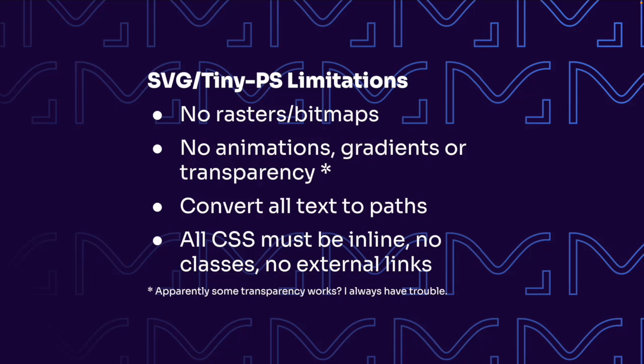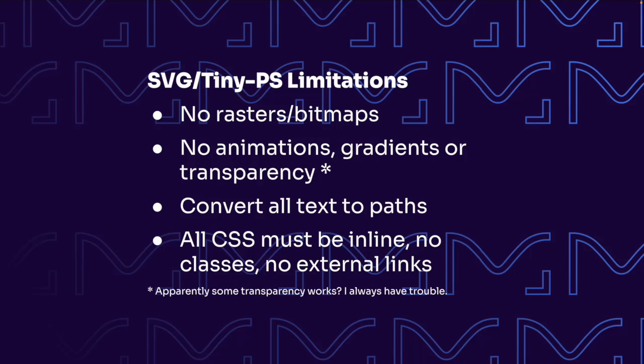One of the most important things that I see people get wrong most often is bitmaps. You can't have bitmaps inside of your SVG. The SVG spec allows it, but the BIMI spec does not. There are also some other limitations that commonly trip people up. You can't have animations or gradients. Supposedly some sort of transparencies are supposed to work. I always have trouble with that, though. I really would try to avoid transparencies in BIMI logos.